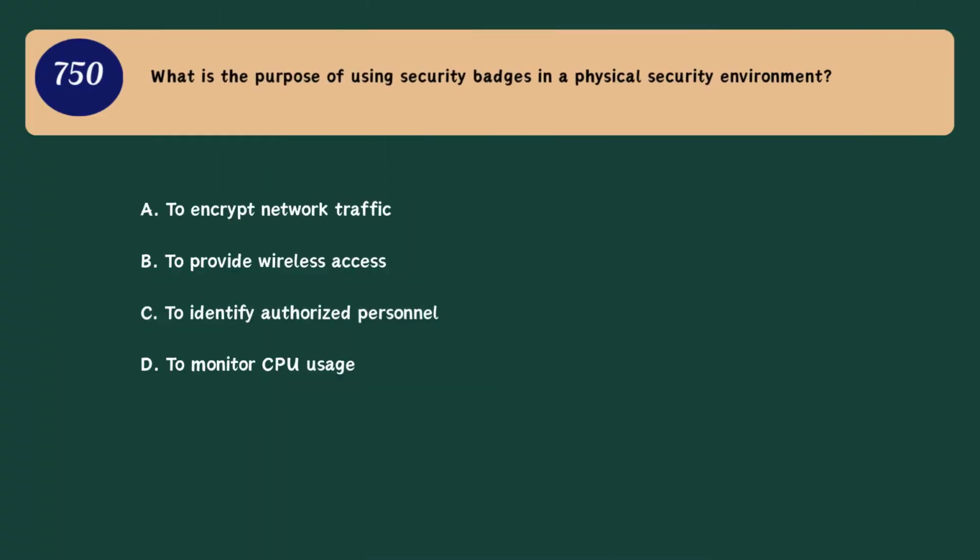Question 750. What is the purpose of using security badges in a physical security environment? A. To encrypt network traffic. B. To provide wireless access. C. To identify authorized personnel. D. To monitor CPU usage.